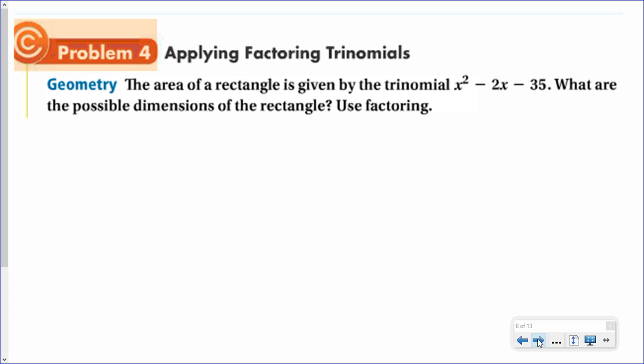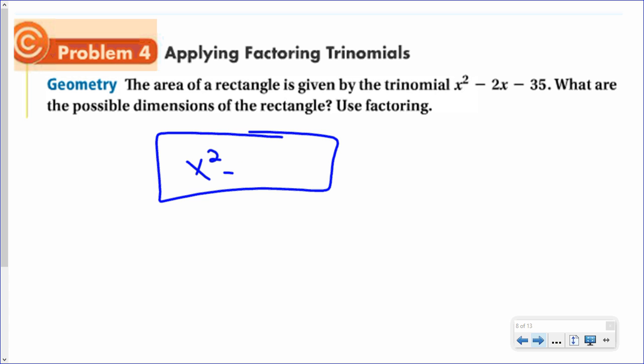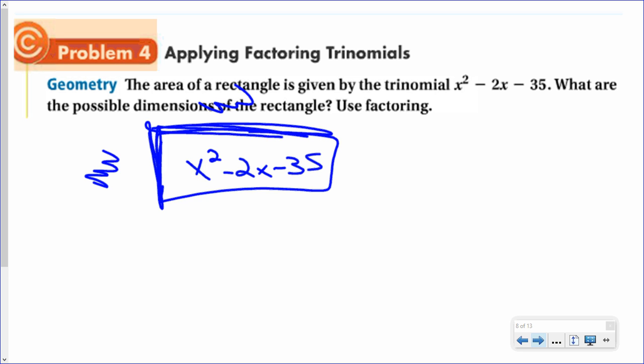Okay, now what they're saying here is, here's the area of a rectangle. Come up with the dimensions for the size. Now you remember, area of a rectangle is length times width. So we'll have something out here as an answer and something out here as an answer. So they're asking for what times what gives you this. All right, so what we're going to do is the same thing as all the other problems. You find your AC number, which is negative 35.